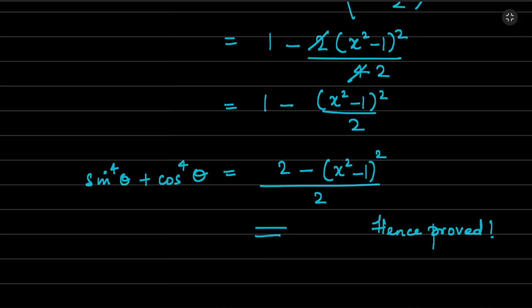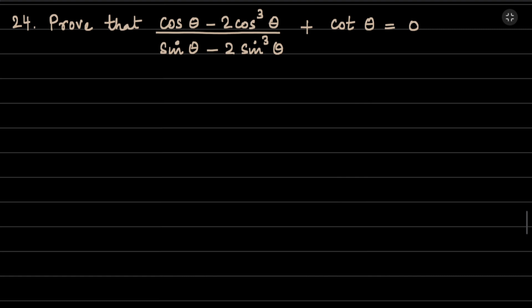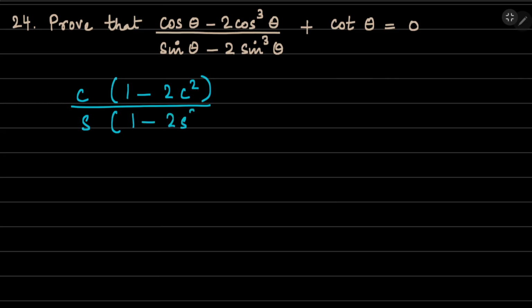Let's move on to the next question. 24th question. This is also very similar. Cos theta, this is something we have already done, but still, take cos theta common from the LHS. What you have is 1 minus 2 cos square theta divided by, take sine theta from the denominator, 1 minus 2 sine square theta.